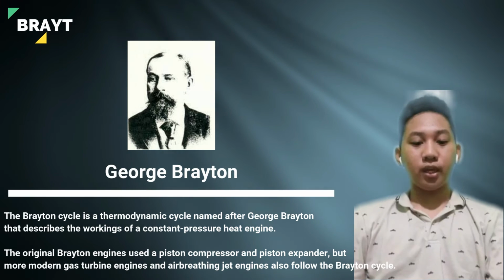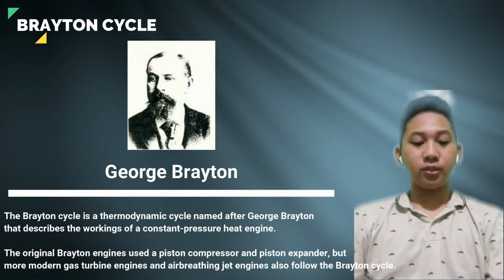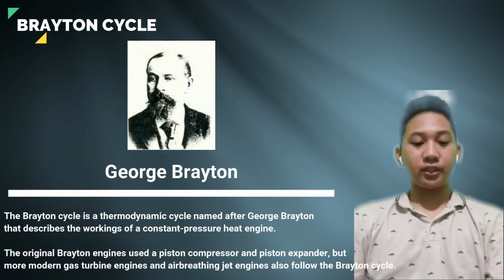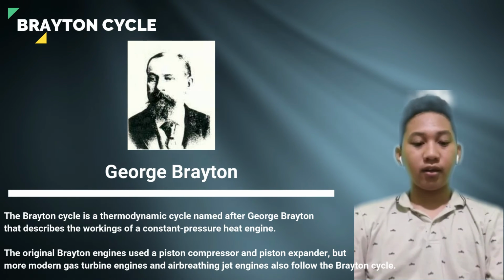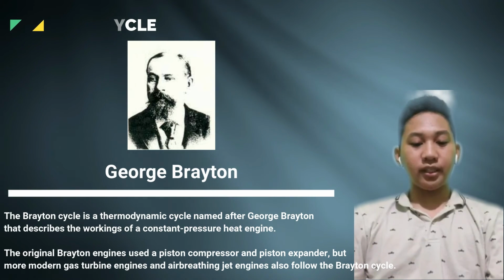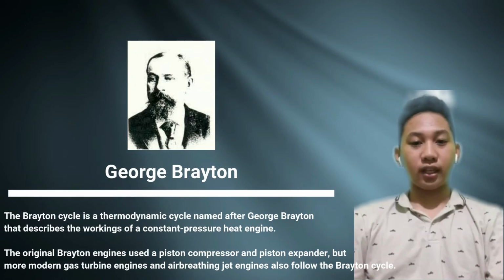The Brighton cycle is a thermodynamic cycle named after George Brighton that described the working of a constant pressure heat engine. The original Brighton engines used a piston compressor and a piston expander. But more modern gas turbine engines and air-breathing jet engines also follow the Brighton cycle.